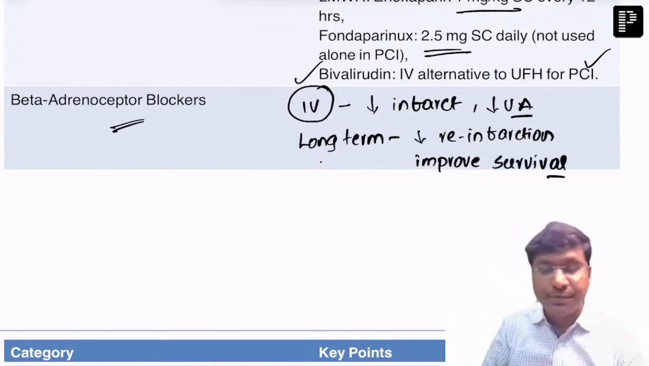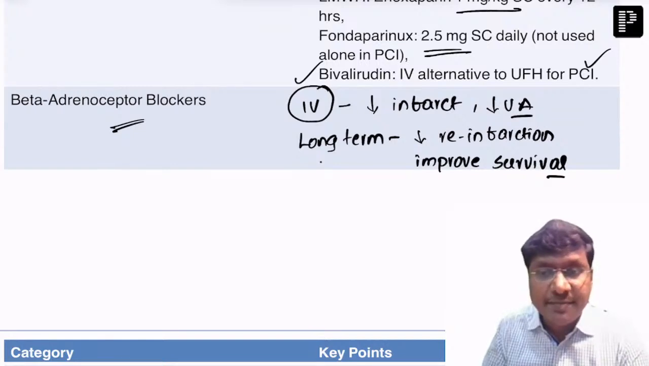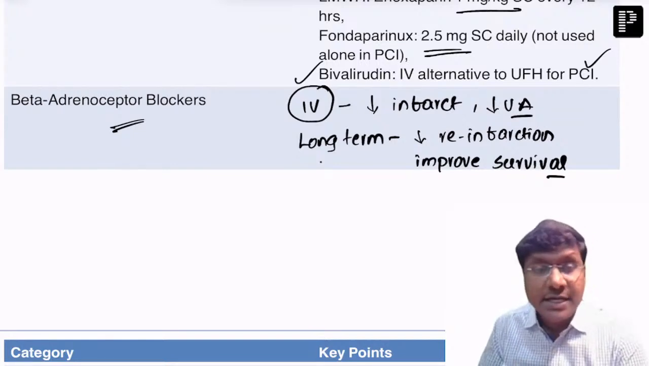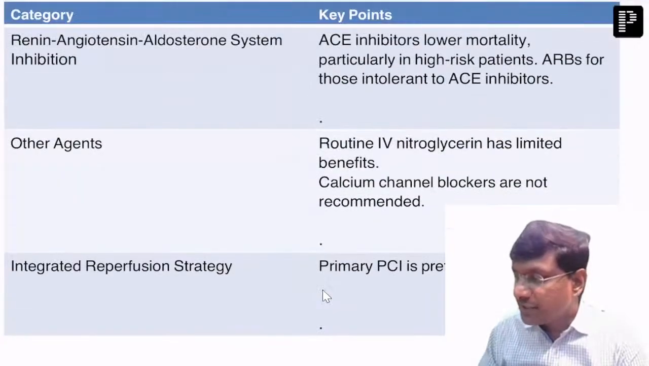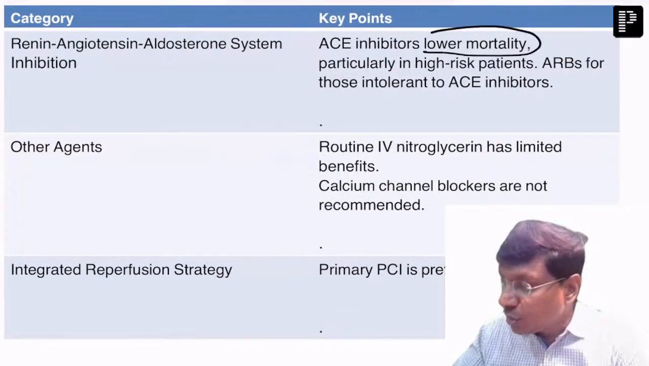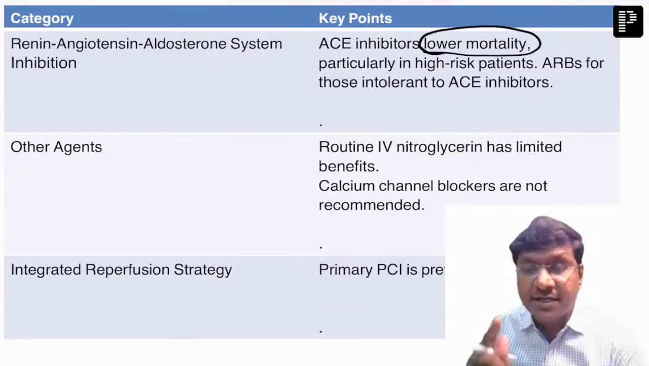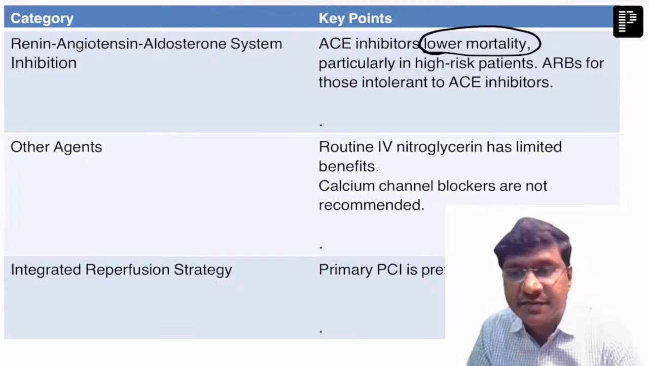Right, they will also improve the survival. So that is about the beta adrenoreceptor blockers. Now, is there any role of the ACE inhibitors? Yes. So the ACE inhibitors, they will lower the mortality. Particularly in high-risk patients, the ACE inhibitors are very, very important.